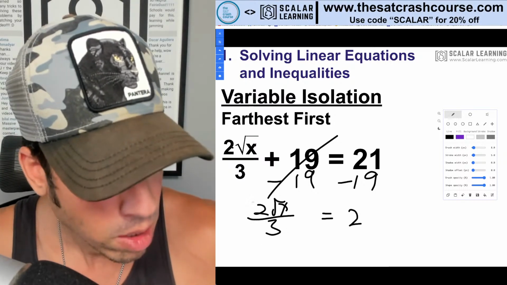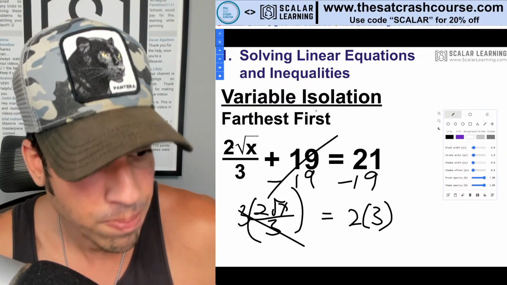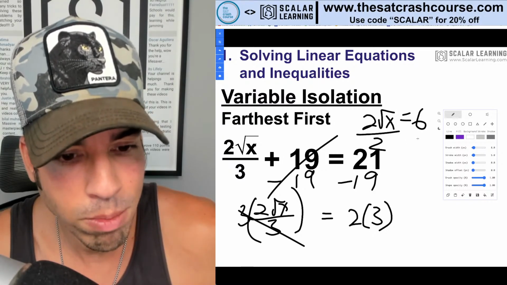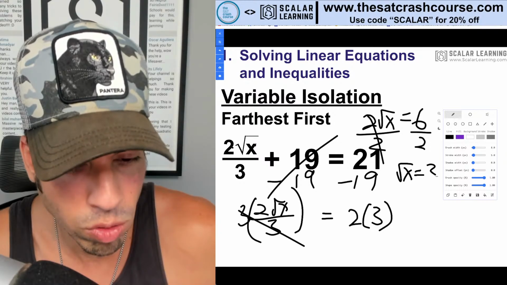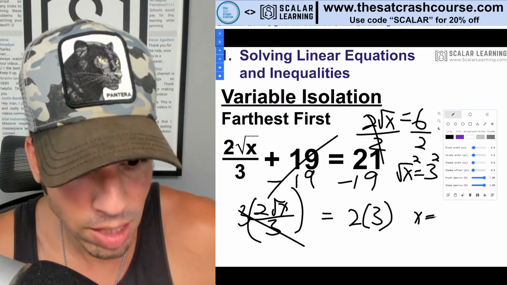Let's undo that. The opposite of dividing by 3 is multiplying by 3. So we multiply both sides by 3. And then we get 2 square root of x is equal to 6. Then we're going to divide both sides by 2, undoing that multiplication. Then we get square root of x is equal to 3. Last but not least, we would undo the square root by squaring both sides, and we get x equals 9.